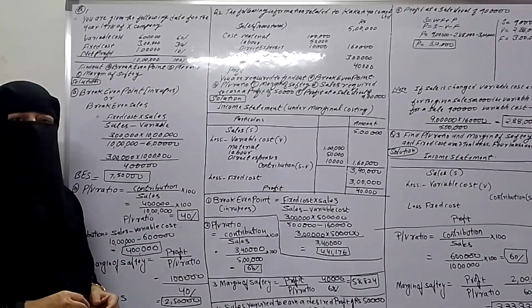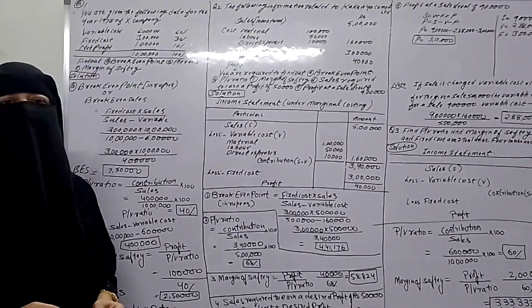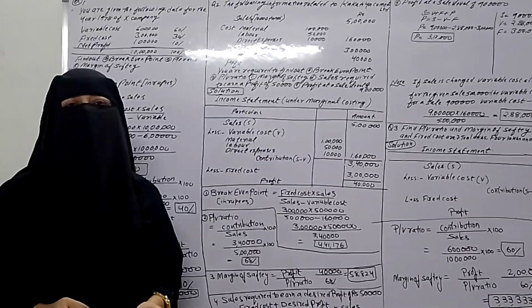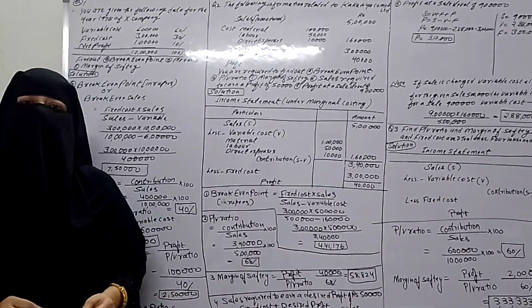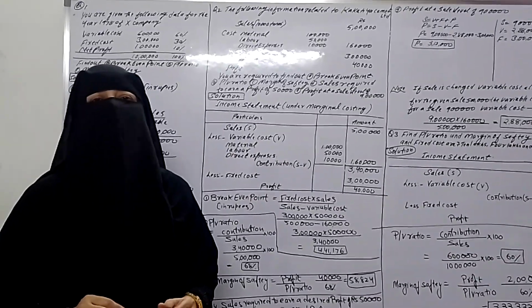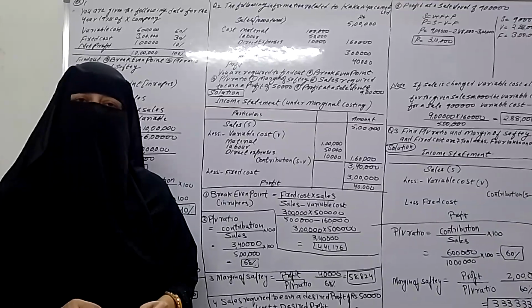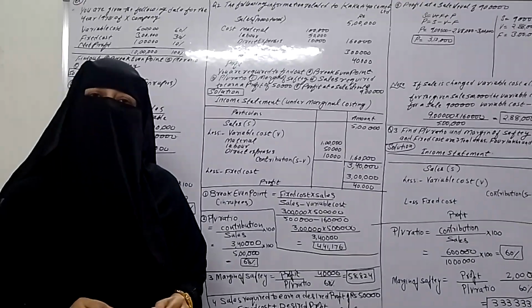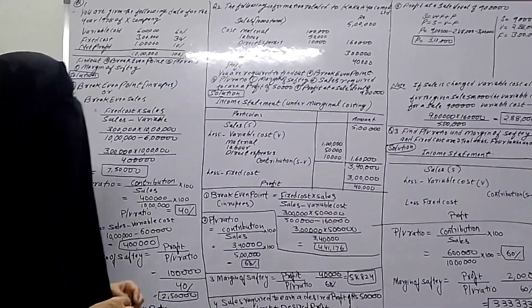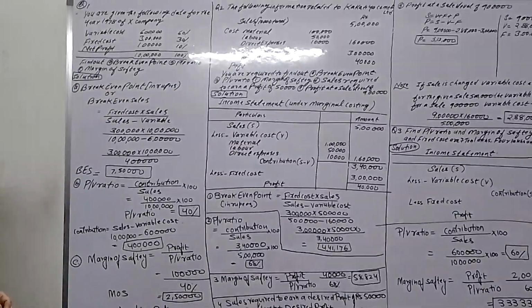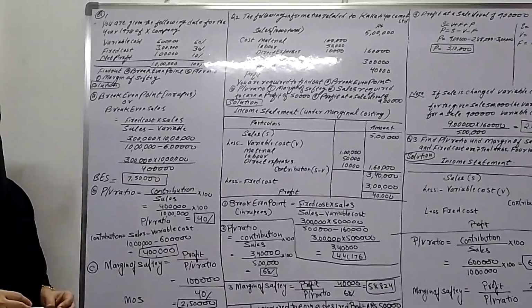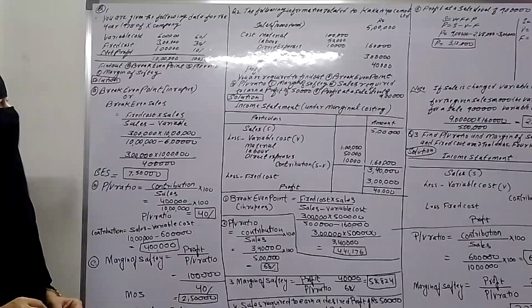And before explaining the questions, once again I am repeating you the chapter marginal costing is completely based on formulas. So until and unless you have the command on the formulas, you will not be able to do the problems easily. So for doing the problems easily, you must have the command on formulas. Now see problems of marginal costing. And whatever questions I am explaining, that questions are very important from your examination point of view.